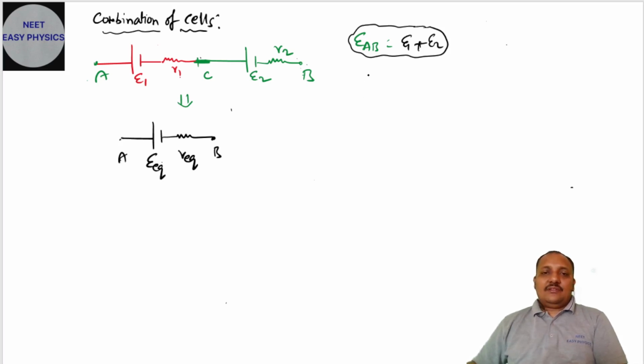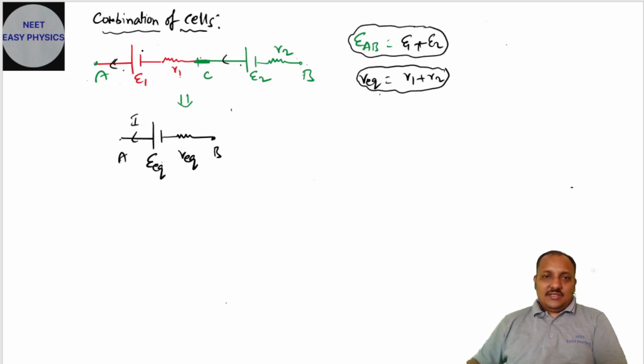But in parallel combination we will see how the derivation also comes, because in some board exams they will ask that one. Now, what is equivalent internal resistance? R1 plus R2. What is same? If cells are in series, the current is going to be same. Correct? Right. So this is about equivalent EMF and equivalent internal resistance when cells are connected in series.